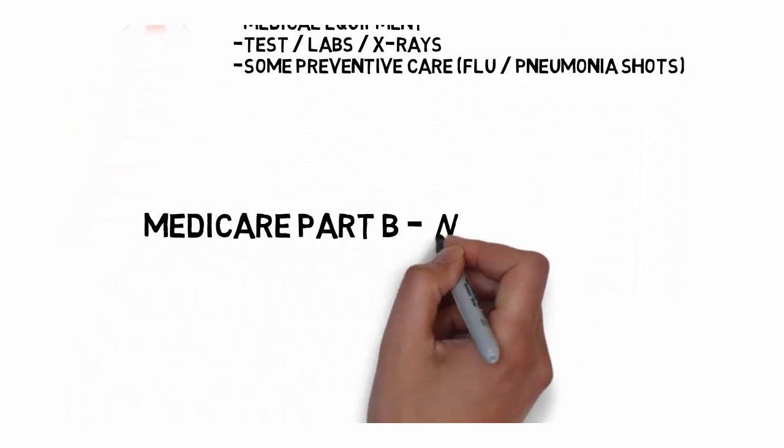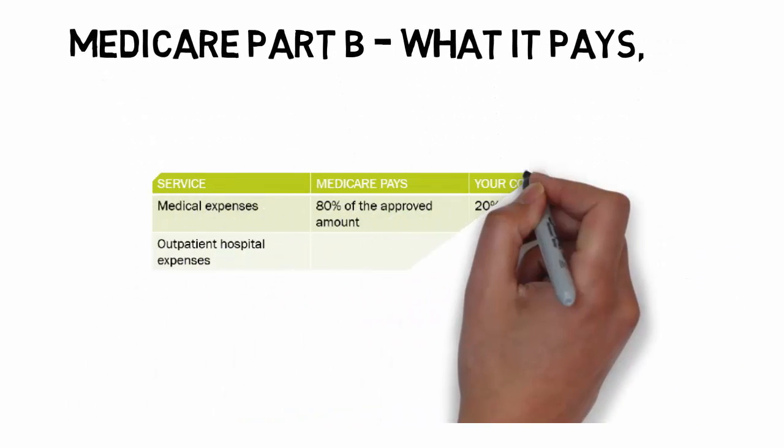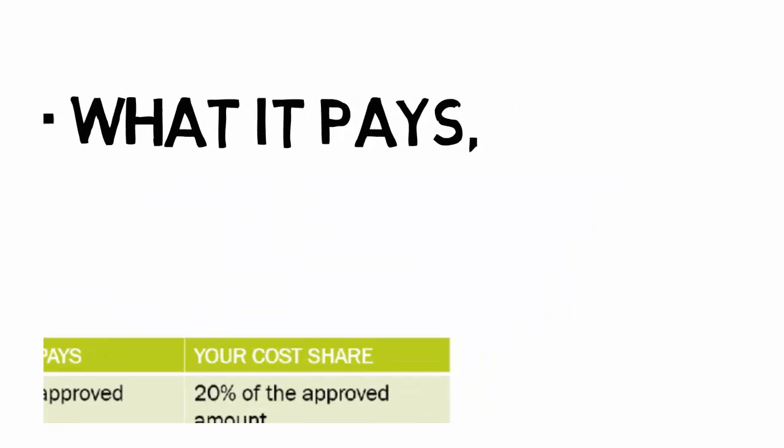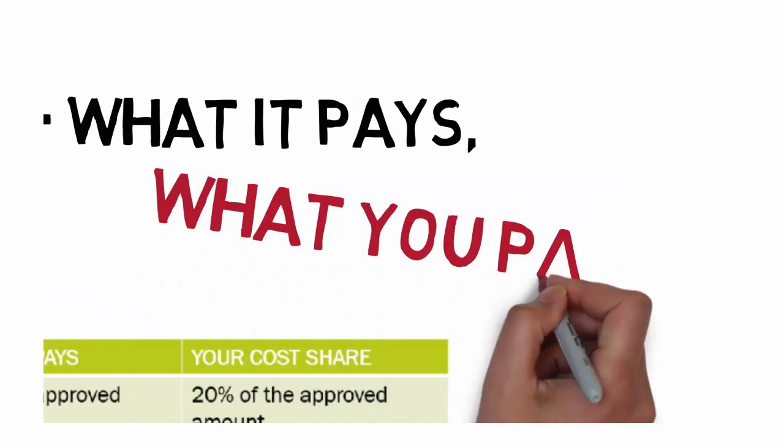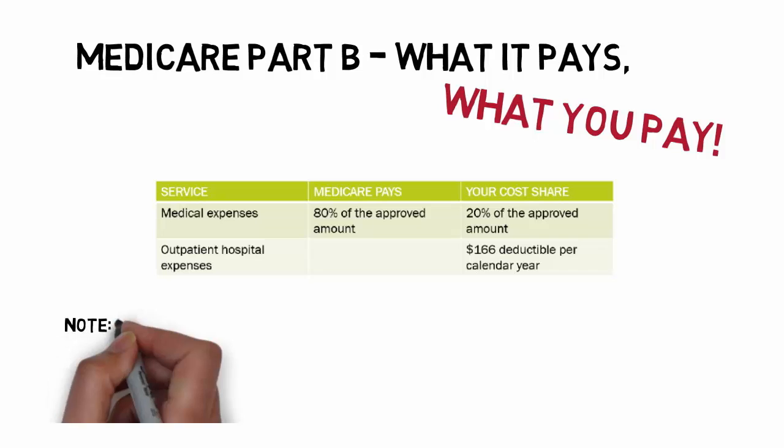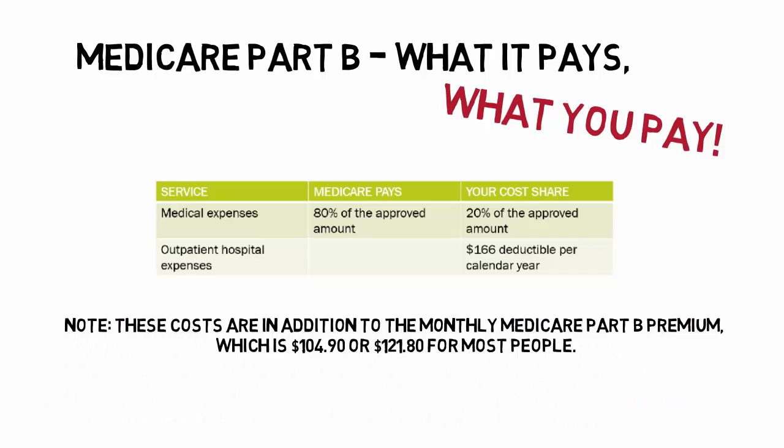So what do you pay under Medicare Part B? Well, this table shows what you pay and what Medicare pays. To make it easy again, I'll tell you what you have to pay. Under Medicare Part B medical expenses, you pay 20% of all the Medicare approved amounts. You also have a Medicare Part B deductible, which is $166 every calendar year. Keep in mind that all of these costs are in addition to your Medicare Part B monthly premium.